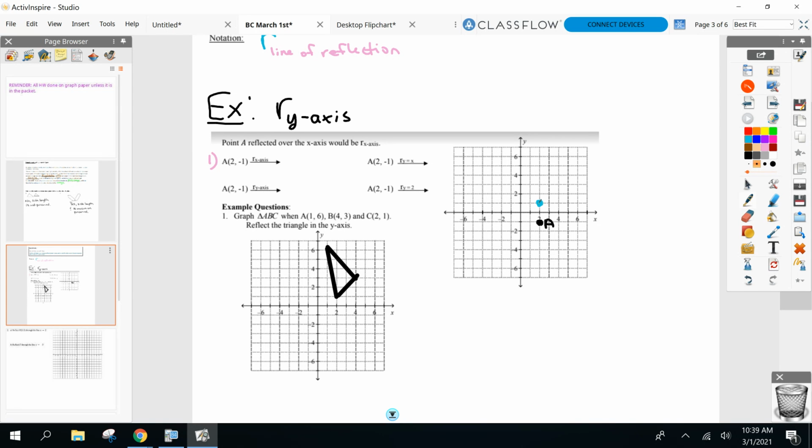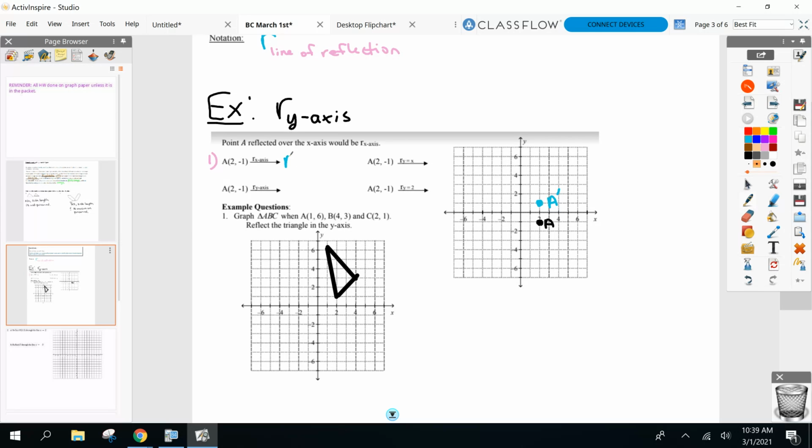Now, how do I call it? Because it's not point A anymore. It's a new point. Anybody know the marking symbol, what it's called after I transform a point? Because I don't want to call it A anymore because it's not. A is (2, -1). This is a new point. A prime. Is that what you were thinking? Yes, A prime.